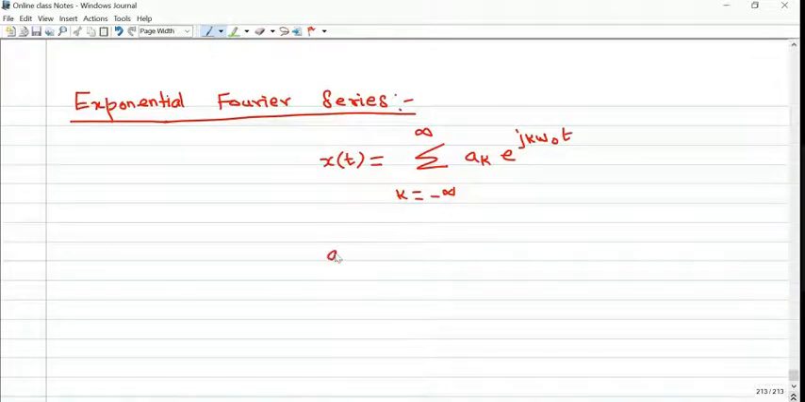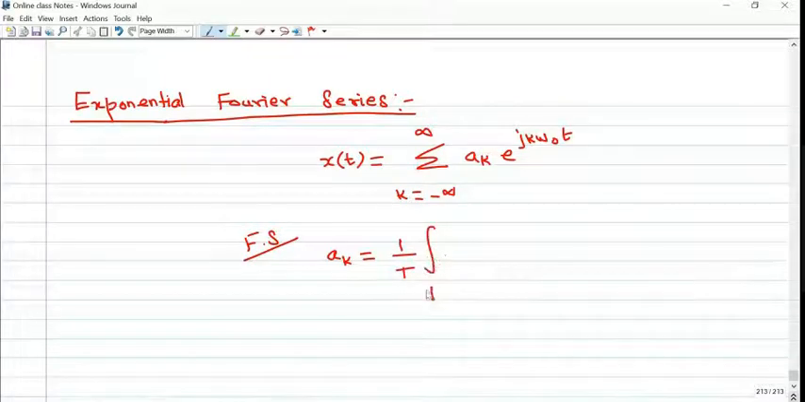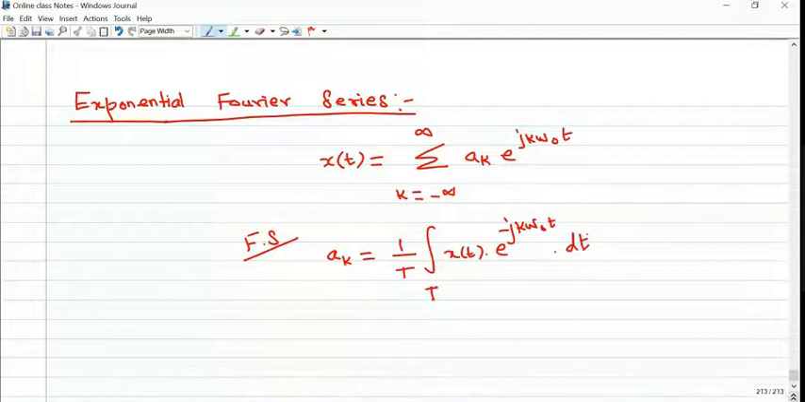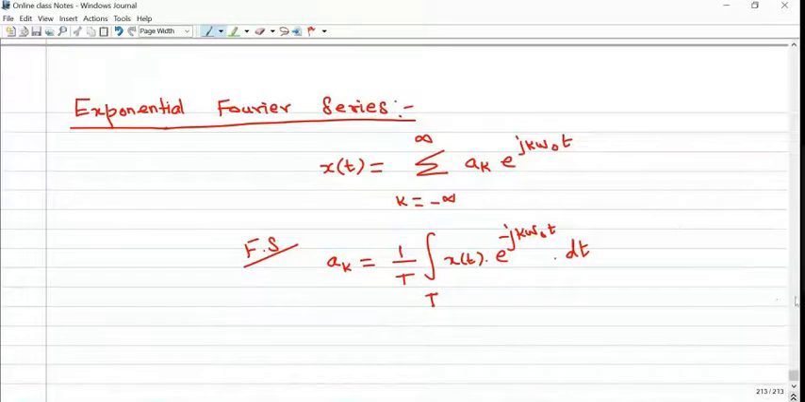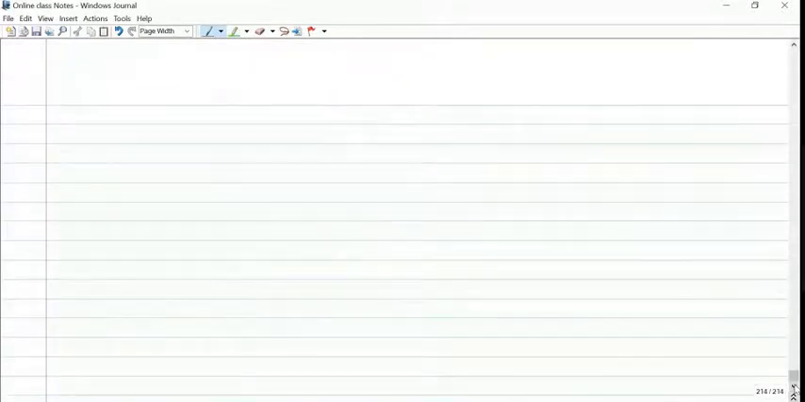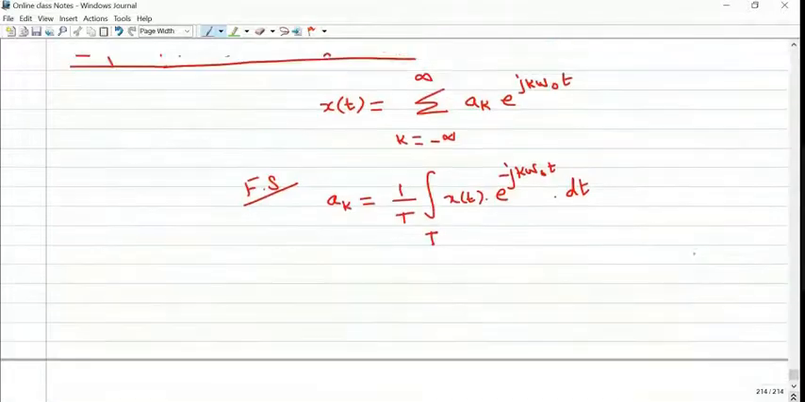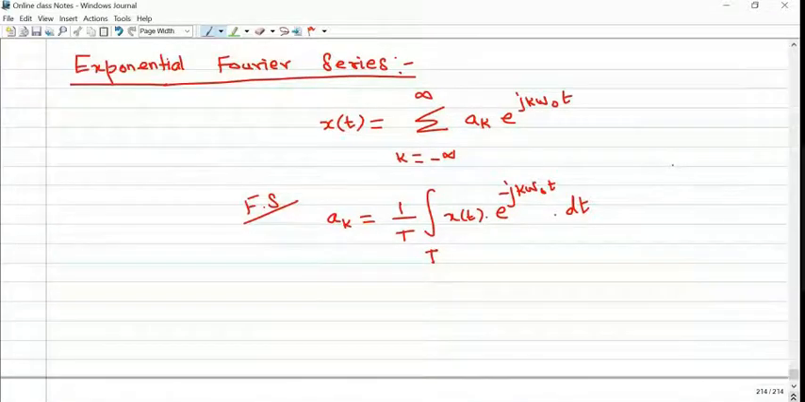Here ak is a Fourier series coefficient. Okay, ak or Fourier series constant ak. So the formula for ak is 1 by fundamental time period, integration over the period, x of t e power minus jk omega naught t dt. Okay, exponential Fourier series representation. So read the questions carefully in your examinations, whether they are asking to solve for trigonometric Fourier series or exponential Fourier series.